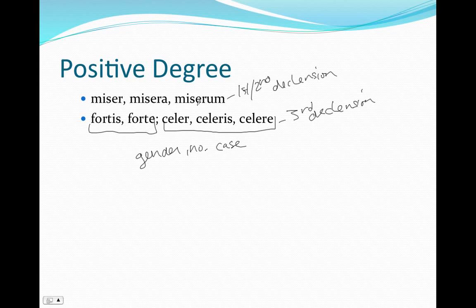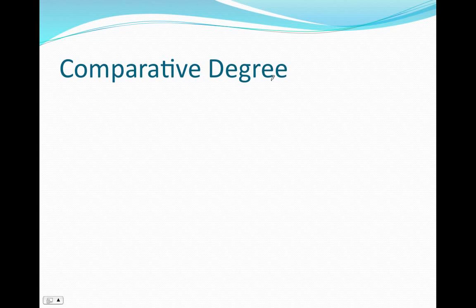So when you learn these adjectives, you learn that miser, misera, miserum can decline in every case, in every number, in every gender. Fortis, forte, same way. Celer, celeris, celere, also all three genders, singular, plural, all five cases. So that's the positive degree. That would just be wretched, strong, or swift. But what if we want to say more wretched, or stronger, or swifter, or more swift? That's the comparative degree. So this is going to be our -er, or our more blank. So how do we do this?